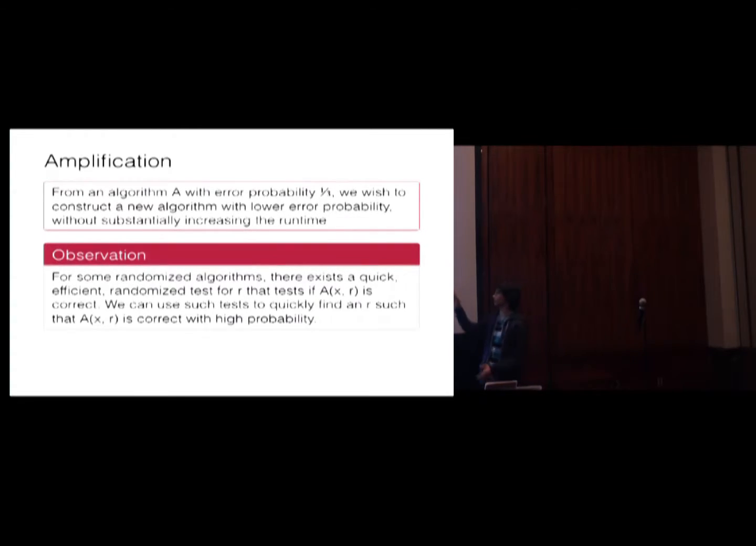I need to explain what I mean by these quick, efficient, randomized tests. I'm not going to define exactly what they are, but I'm going to show an example of one of them. It's a slightly silly example because it's an algorithm we already know how to derandomize, but it does a good job explaining what I mean by one of these efficient tests.